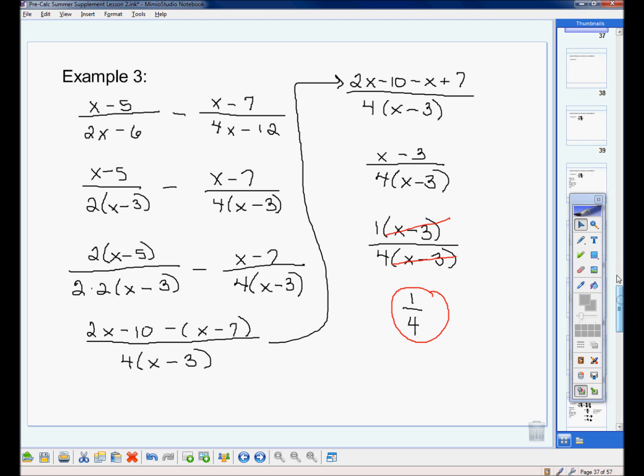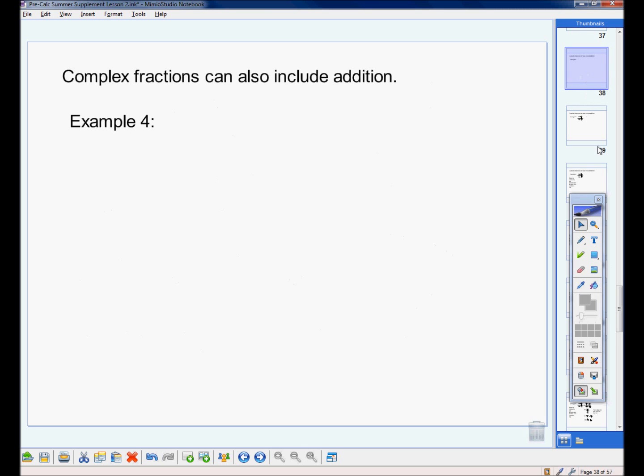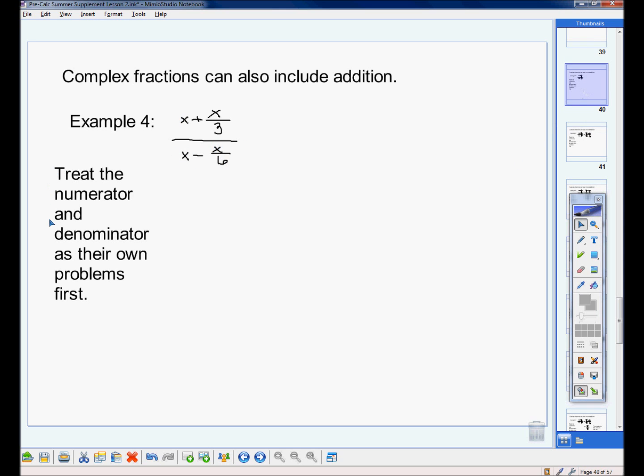All right, let's take a look at another example having to do with complex fractions. Complex fractions can also include addition or subtraction. This one happens to include both. Complex fraction because you have a fraction over a fraction. So when you begin to solve these problems, you need to look at them in terms of the numerator and the denominator being their own problem. Treat the numerator and denominator as their own problems before you begin to move on.